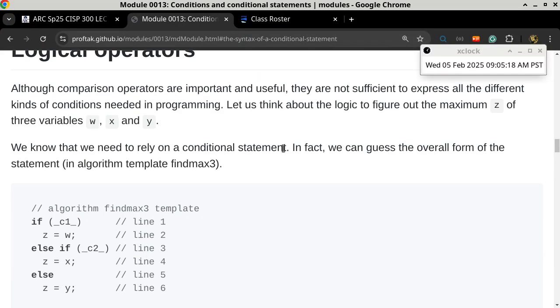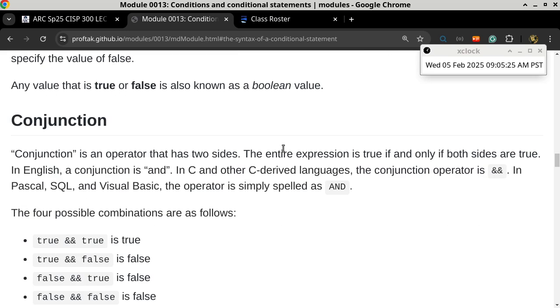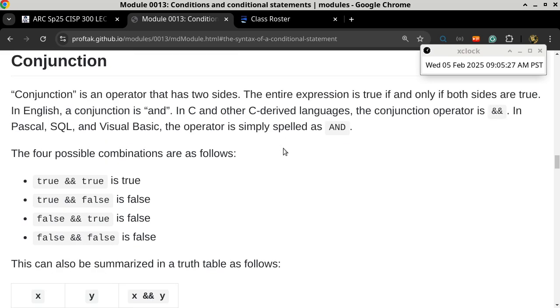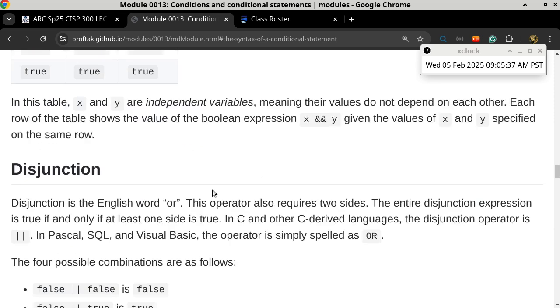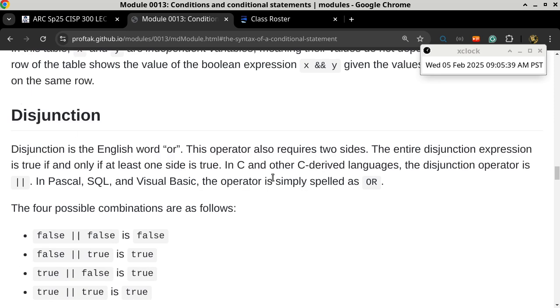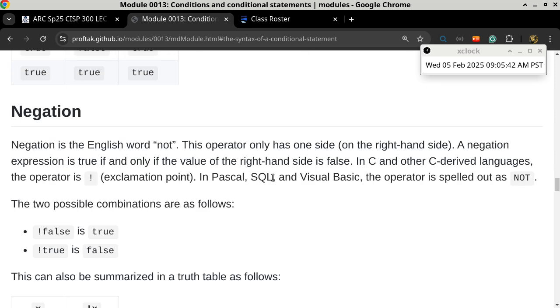Now we also talked about logical operators. I remember that we talked about operators. Basically all programming languages have three different operators. One is called conjunction, which is the word and, then we have disjunction, which is the word or, and then we also have negation, which is the word not. I believe all three operators were covered in the previous class. Is that correct? Okay, very good.